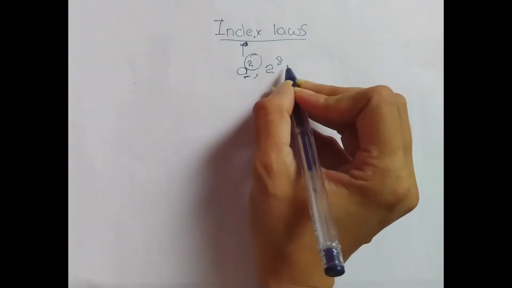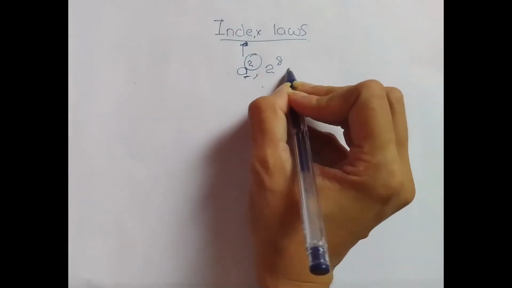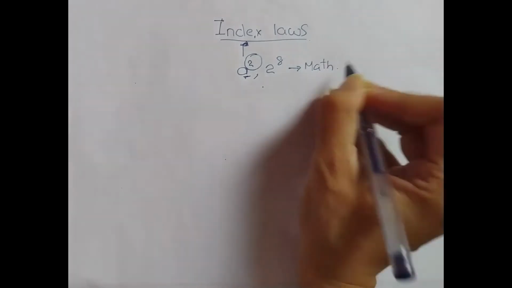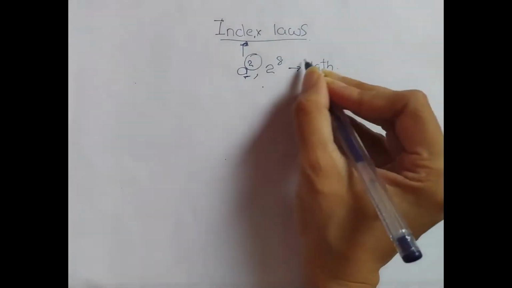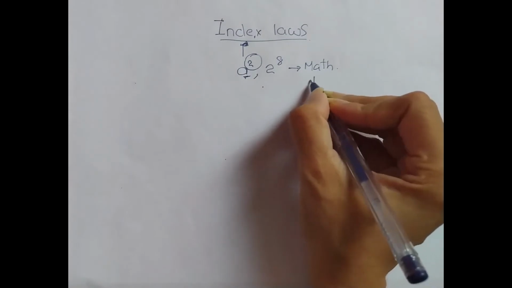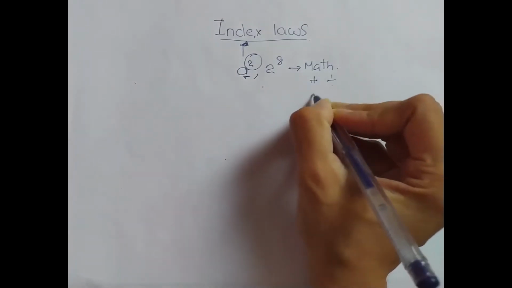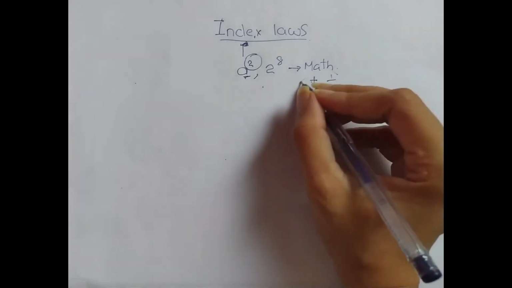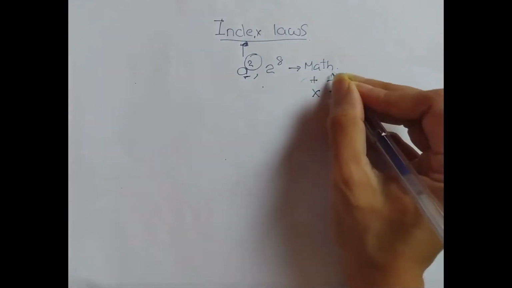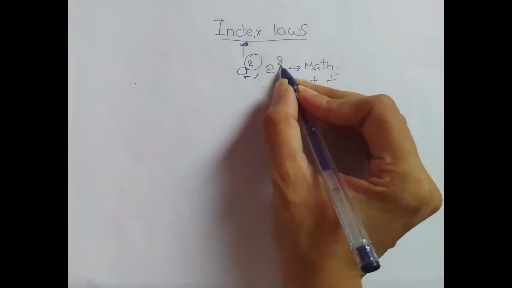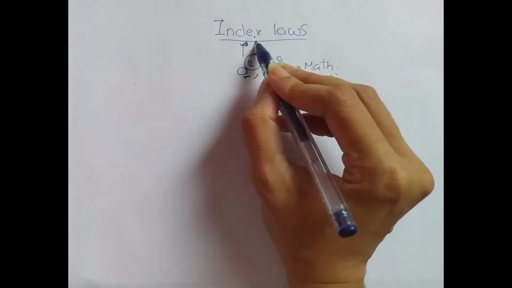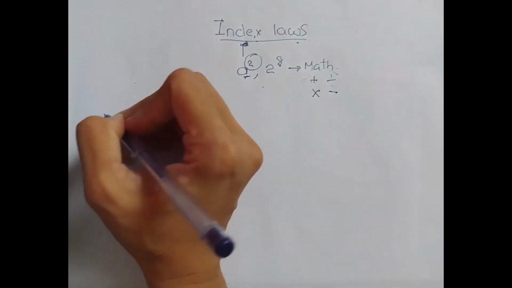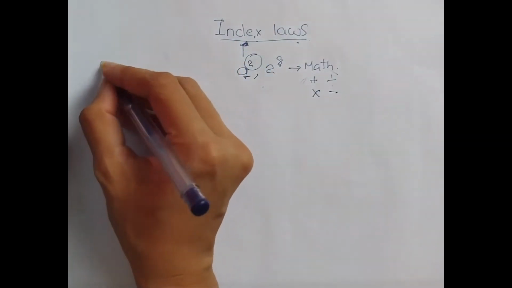So for these indices, you have to do mathematical operations, such as addition, division, multiplication, subtraction. To do these basic mathematical operations for these types of indices, there are some laws. So I'll explain from the first law onwards.